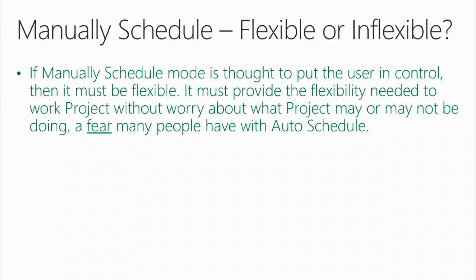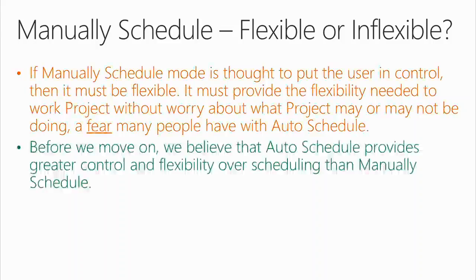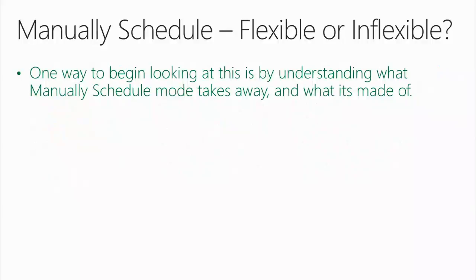Auto-schedule is easy. You assign a resource, a units value, and a work value, click OK, project calculates duration and drives out the schedule. Done. Fear? Unfounded. Before we move on, we believe that auto-schedule provides greater control and flexibility over scheduling than manually schedule. Wholeheartedly. All right? One way to begin looking at this is by understanding what manually scheduled mode takes away and what it's made of. So let's go a little deeper.